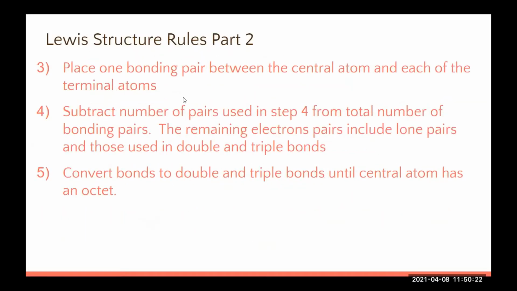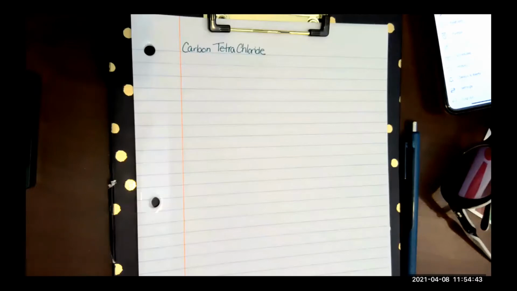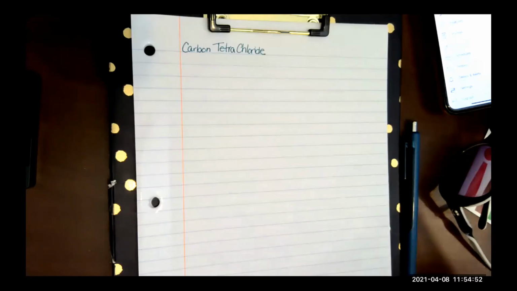Okay, so let's talk about part 2 of the rules. You're going to place one bonding pair between the central atom and all of the terminal atoms. You're going to subtract the bonding pairs used, and then as needed, convert to double and triple bonds. But let's really do a couple examples together so we can see how this works, because it's a lot of rules with no visualization.